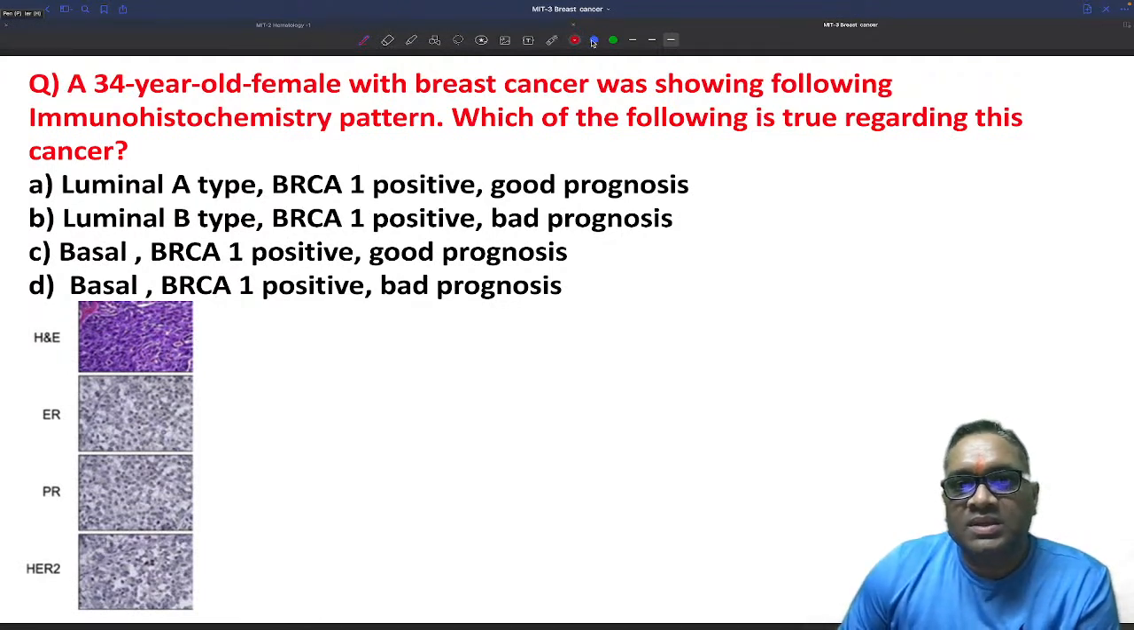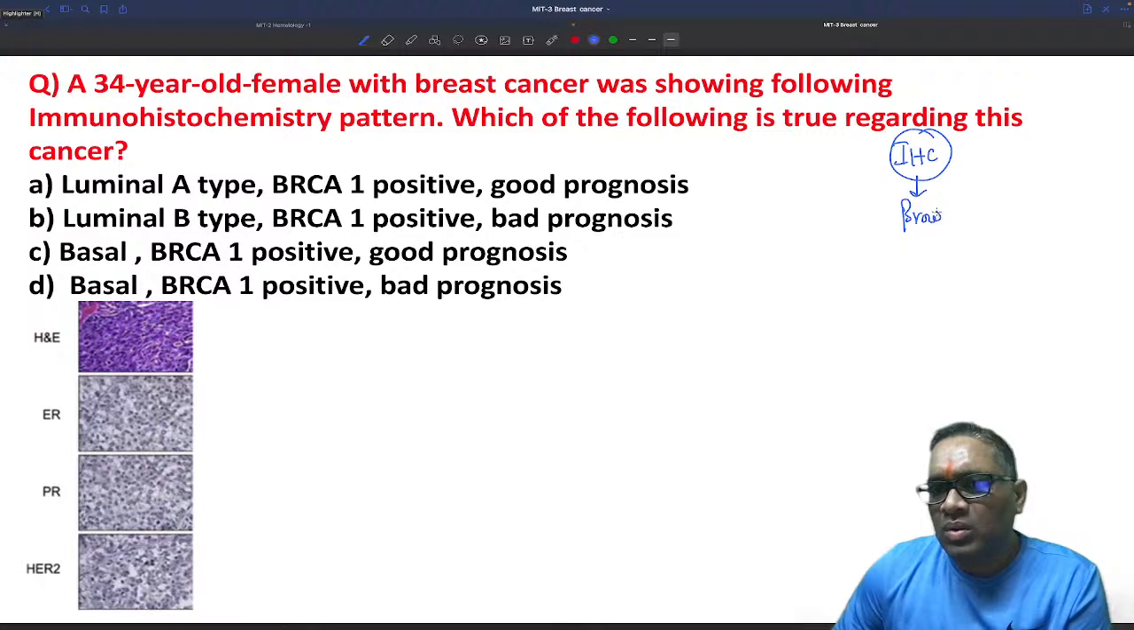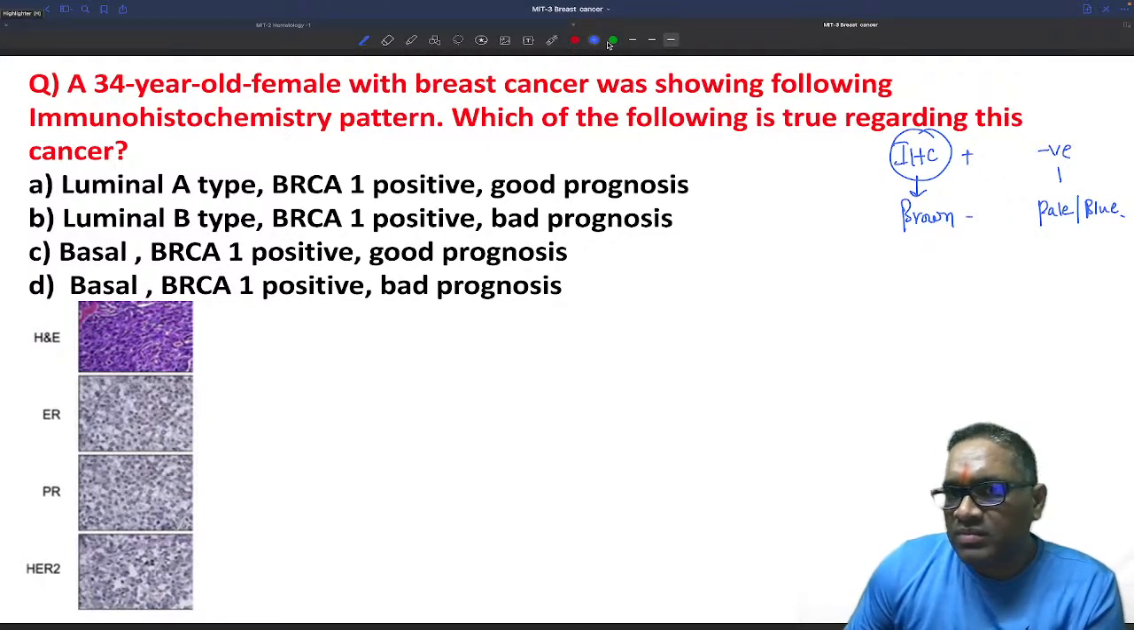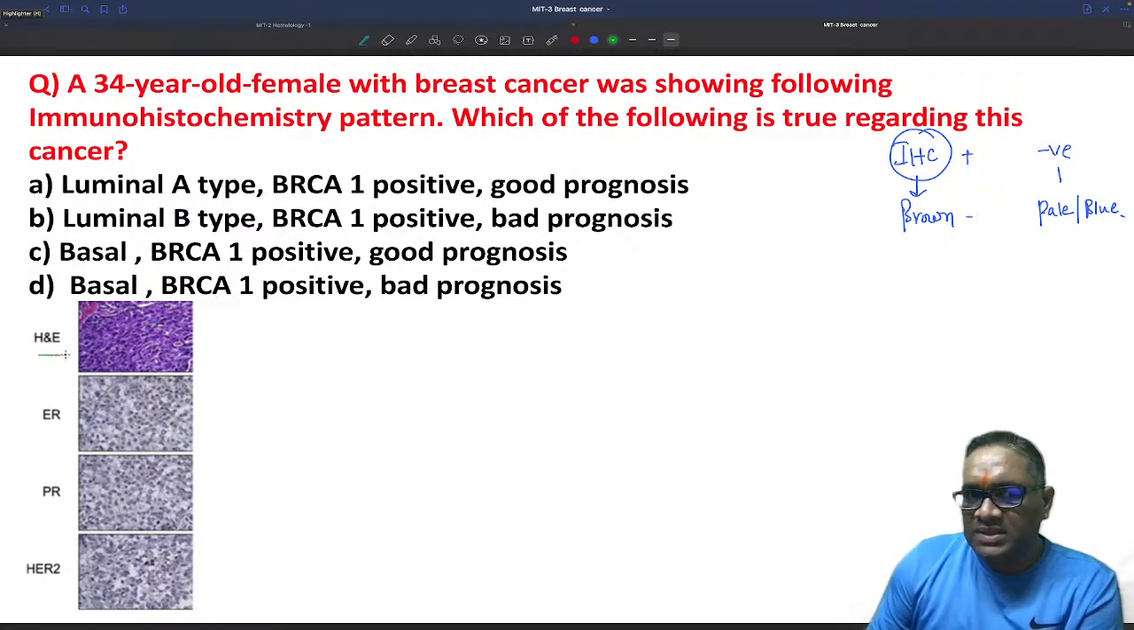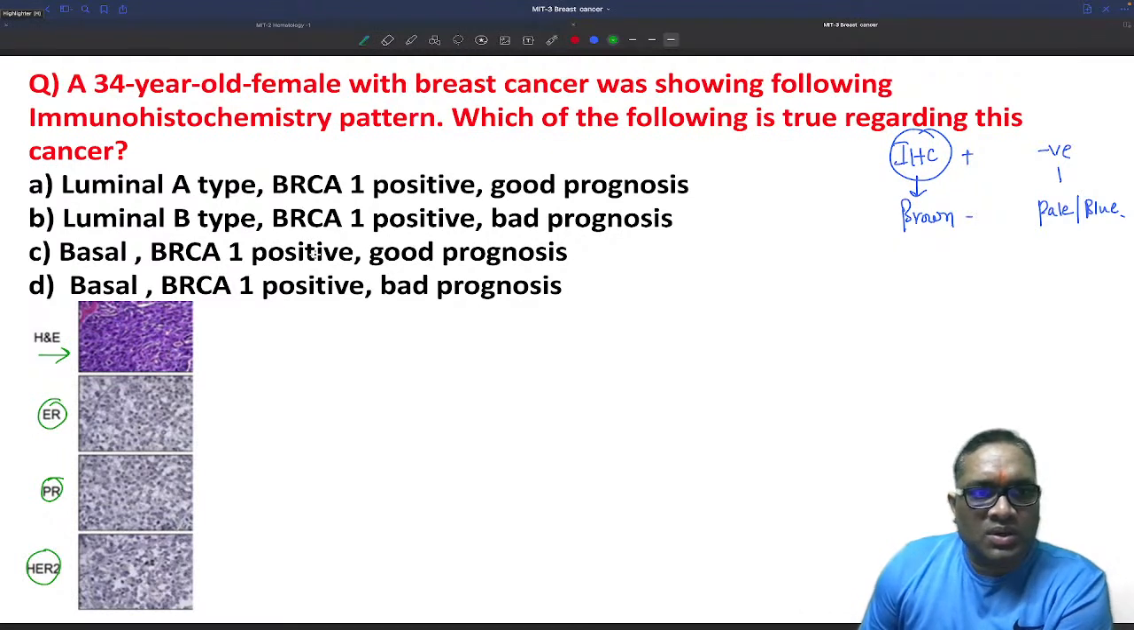Whenever we do IHC, there is a very simple rule. IHC samples usually turn out brown if positive. IHC positive means it will be brown in color, and IHC negative means it will be pale and blue in color. So whenever you find brown, it means it is positive. Now you can see the H&E section here, then ER, PR and HER2. So, no, it's not A.